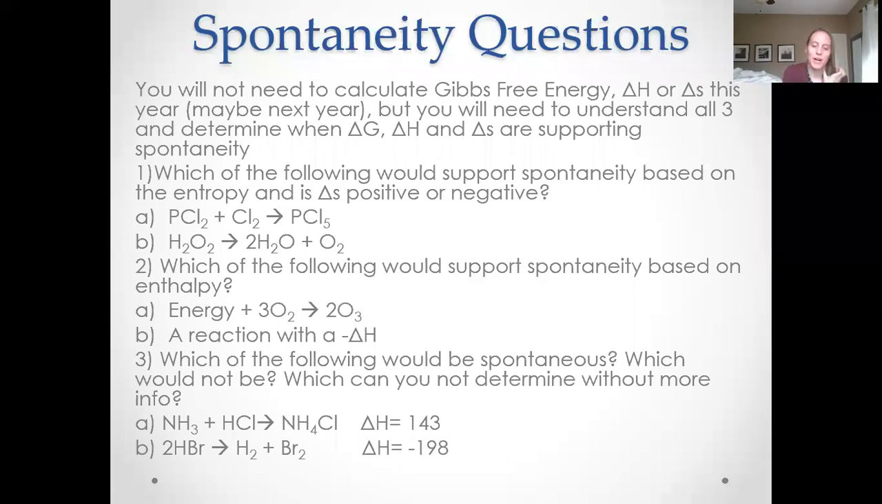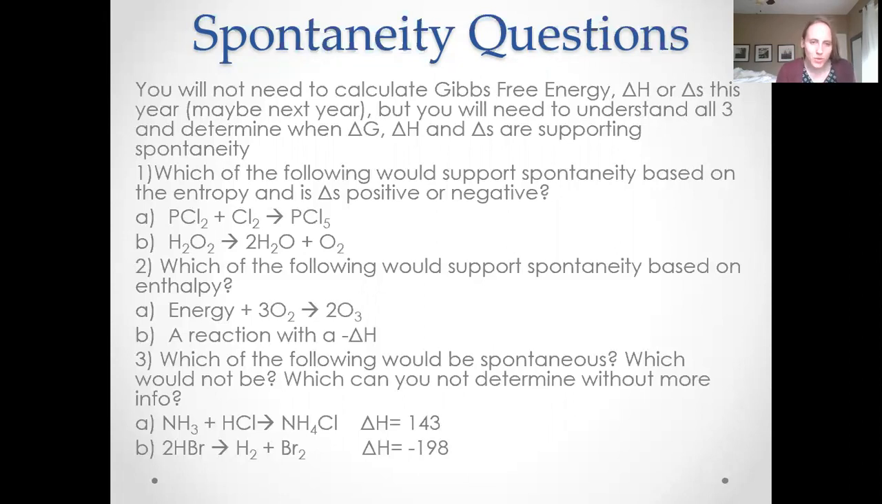Okay, so for number 1, we are going from having 2 molecules, the PCl2 and the chlorine, and we're ending up with just 1 molecule. So you're taking 2 things that are floating around, combining them into just 1 thing that's floating around. That is becoming less disorganized. Therefore, it would have a negative delta S, which favors non-spontaneity. 1B is the opposite. You start off with just 1 thing, end up with 2 separate molecules, so that's becoming more disorganized. So that is a positive delta S, which would favor spontaneity.